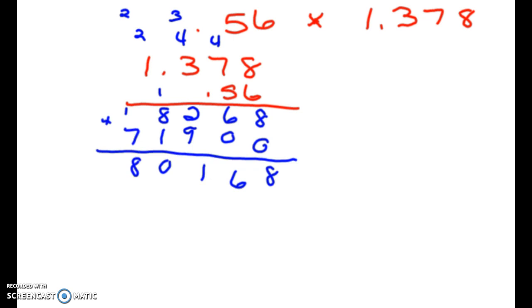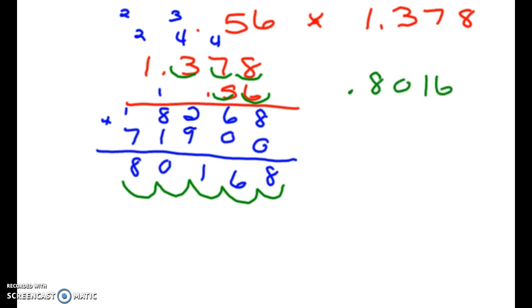Okay, and here's the last step. You count how many spots behind the decimals you had. So I had 1, 2, 3, 4, 5. Okay, so my decimal starts back here, and I need to move it 1, 2, 3, 4, 5. So my final answer is actually 0.80168. All right, so I wanted you to take notes over all those examples.